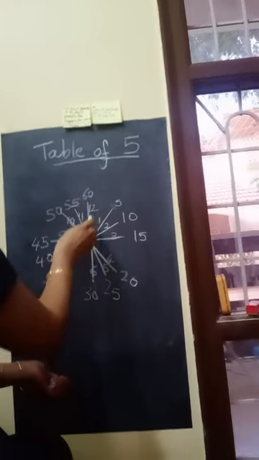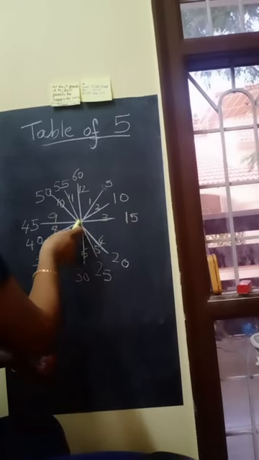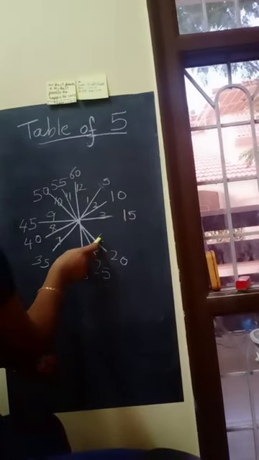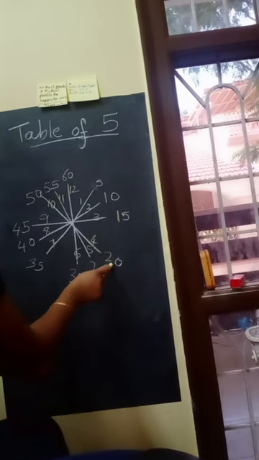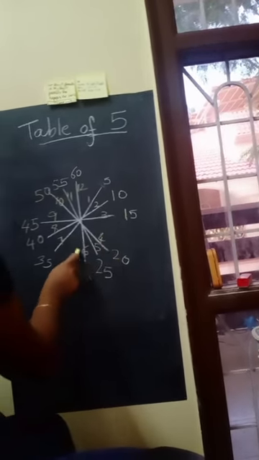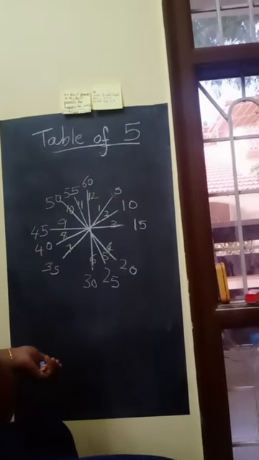So when we say 5 times 4 is 20, we see the 4 on a clock, and we can say 20. That is why it is easy to remember like this. This is the table of 5.